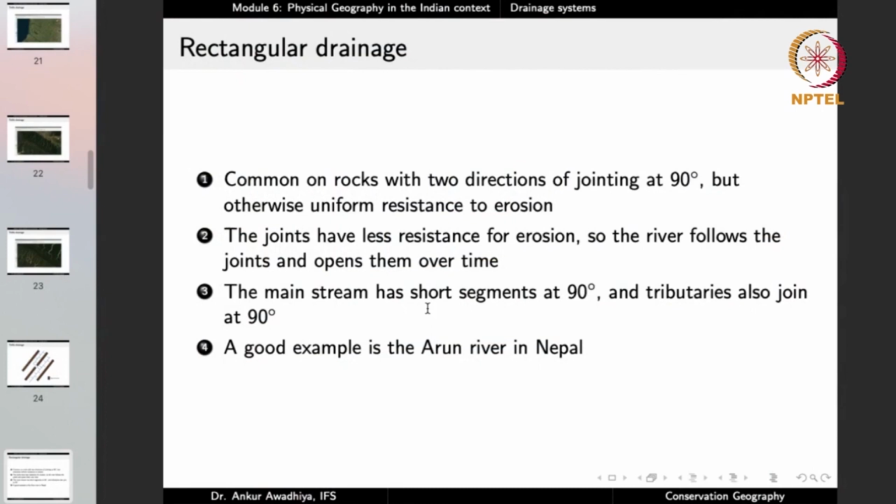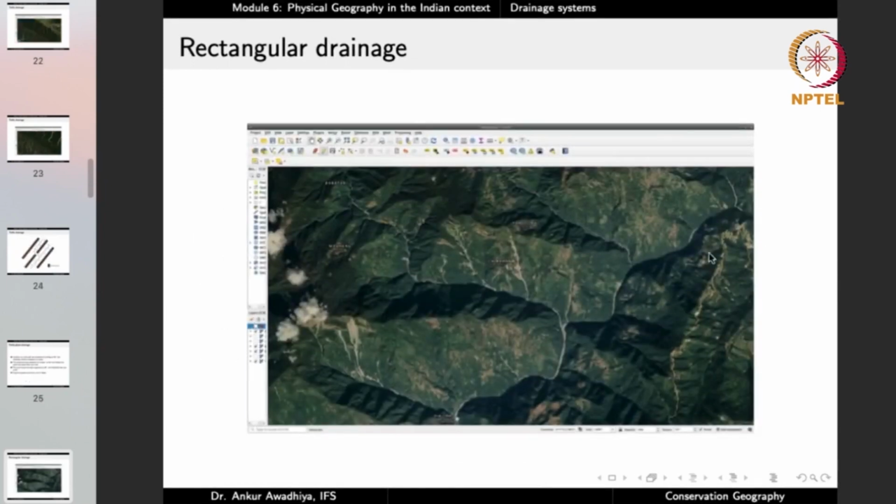So the main stream has short segments at 90 degrees. The tributaries also join at 90 degrees. A good example is the Arun river in Nepal. So this is how it looks. If you consider this stream, you have a 90 degree turn here, then a 90 degree turn here, then a 90 degree turn, a 90 degree turn, a 90 degree turn, and so on. Now in this case, the turns are not exactly 90 degrees, but very close to that.